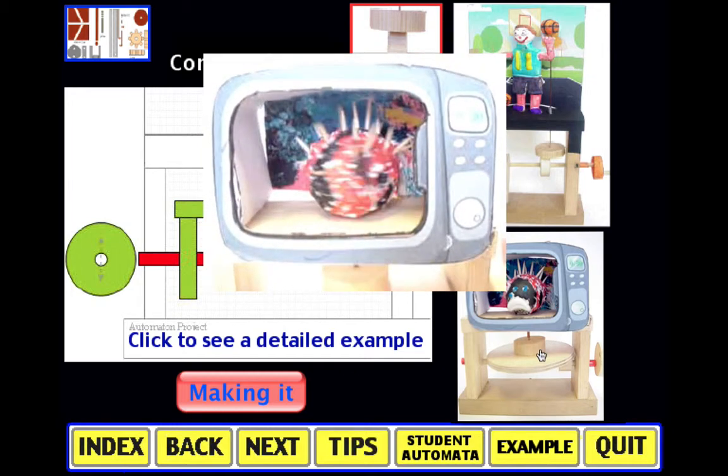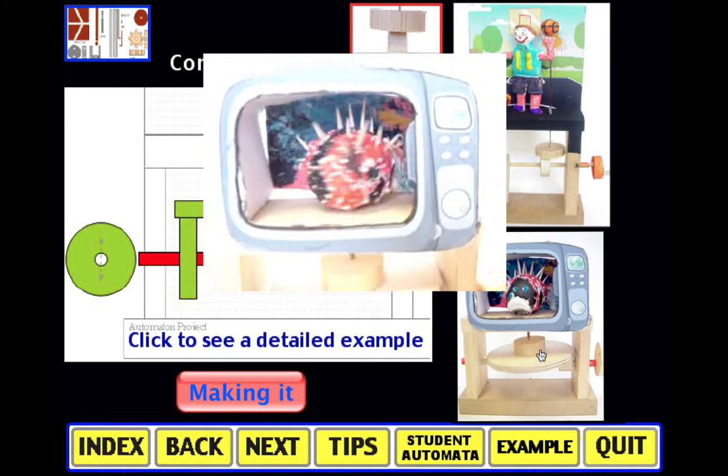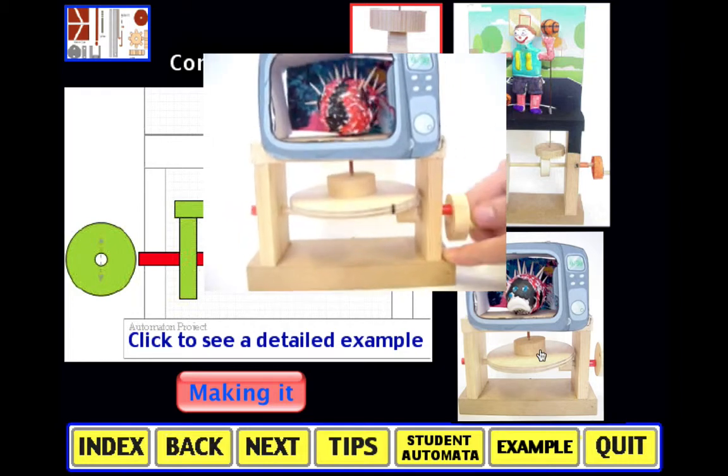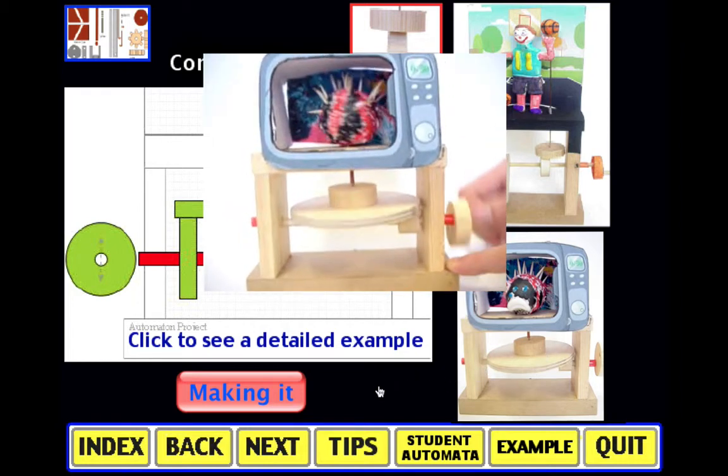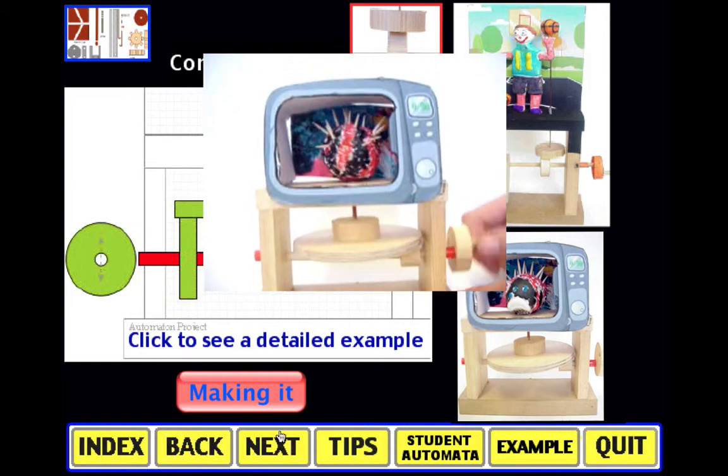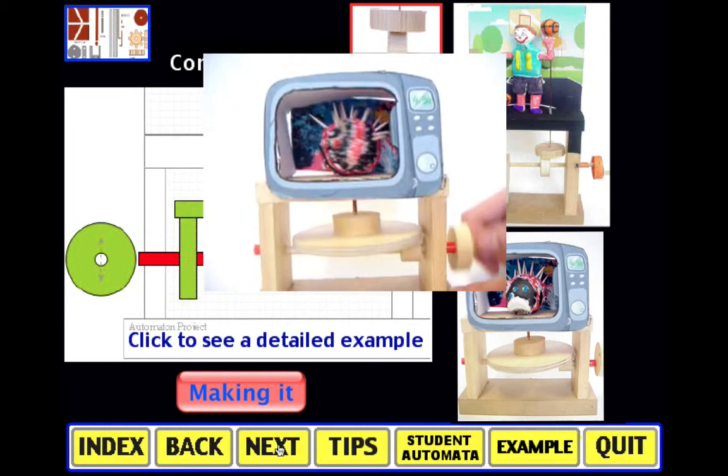This automaton explains ratio between the input and the output. When you look at the amount of turns on the input to the output, you have a ratio of about 1 to 3. See the difference in speed of turning the handle to the fish turning.